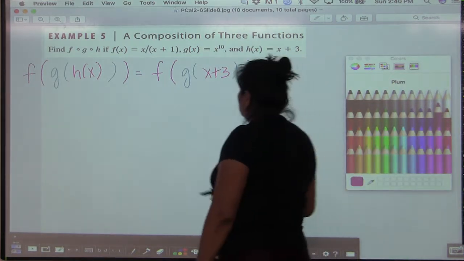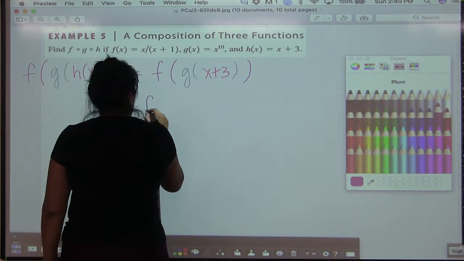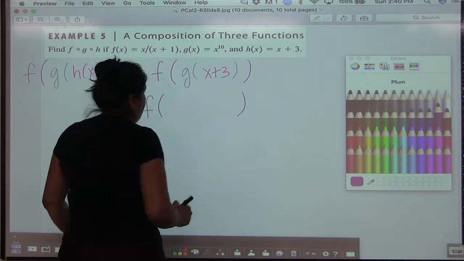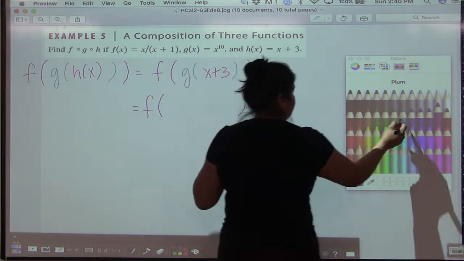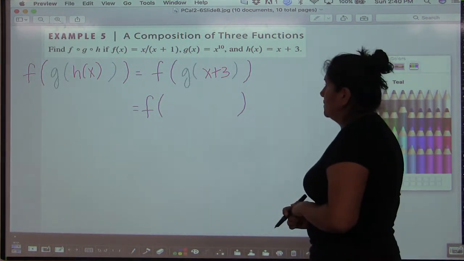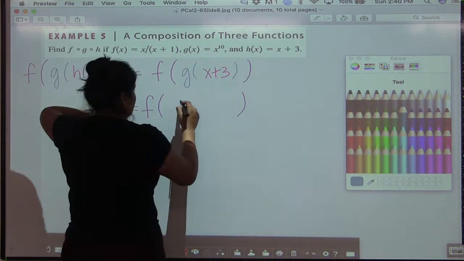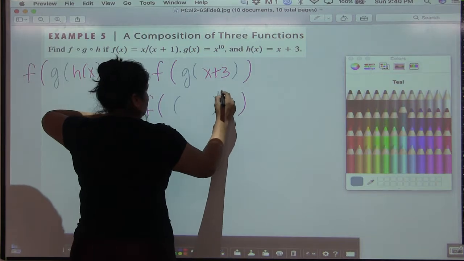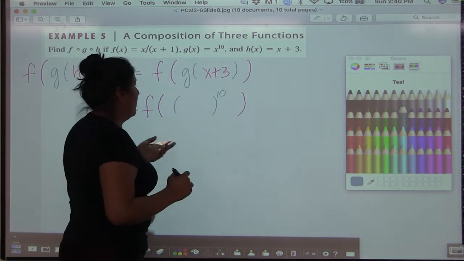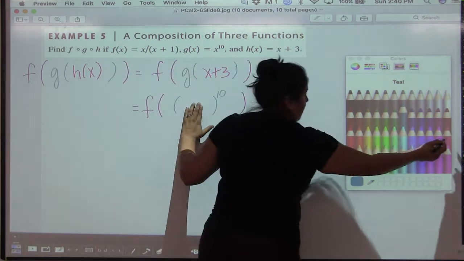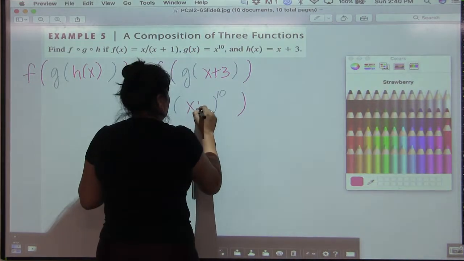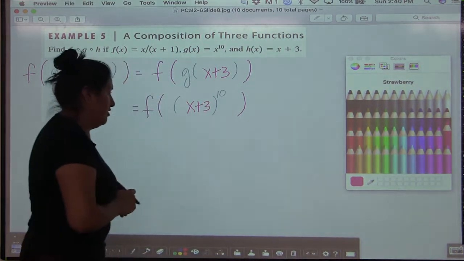And then we go to f of, and then you want to go to the g function. You want g of x plus 3. So the g function is x to the 10th power. But you're going to put x plus 3 instead, and now you have x plus 3 to the 10th power.